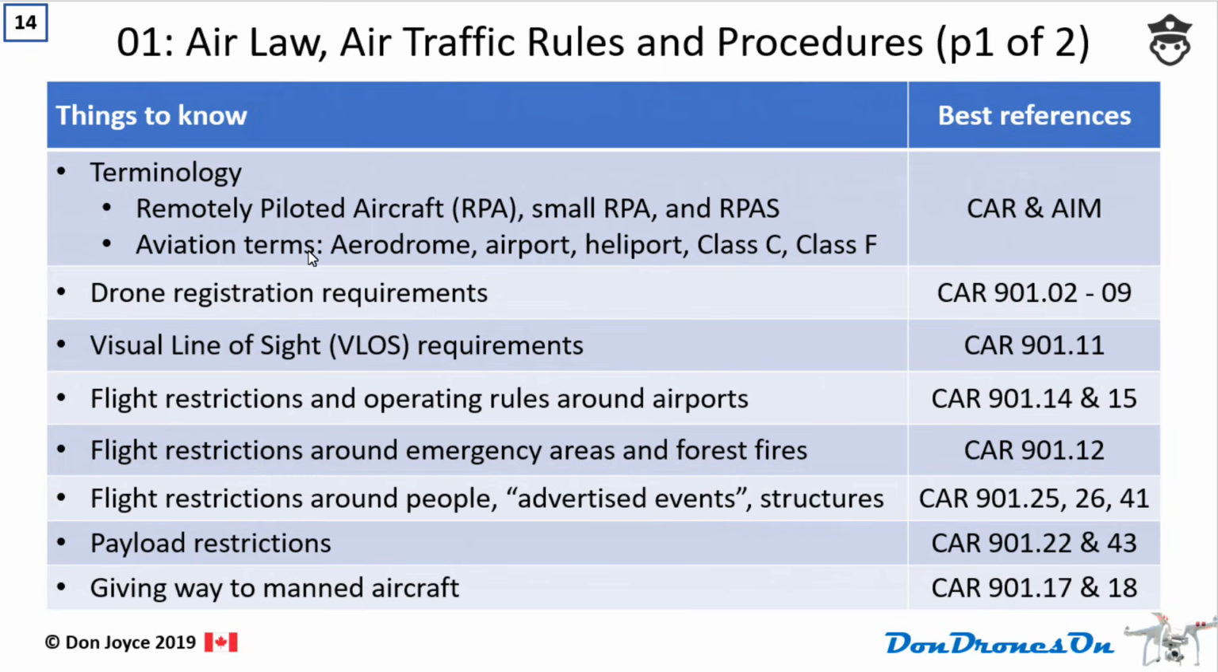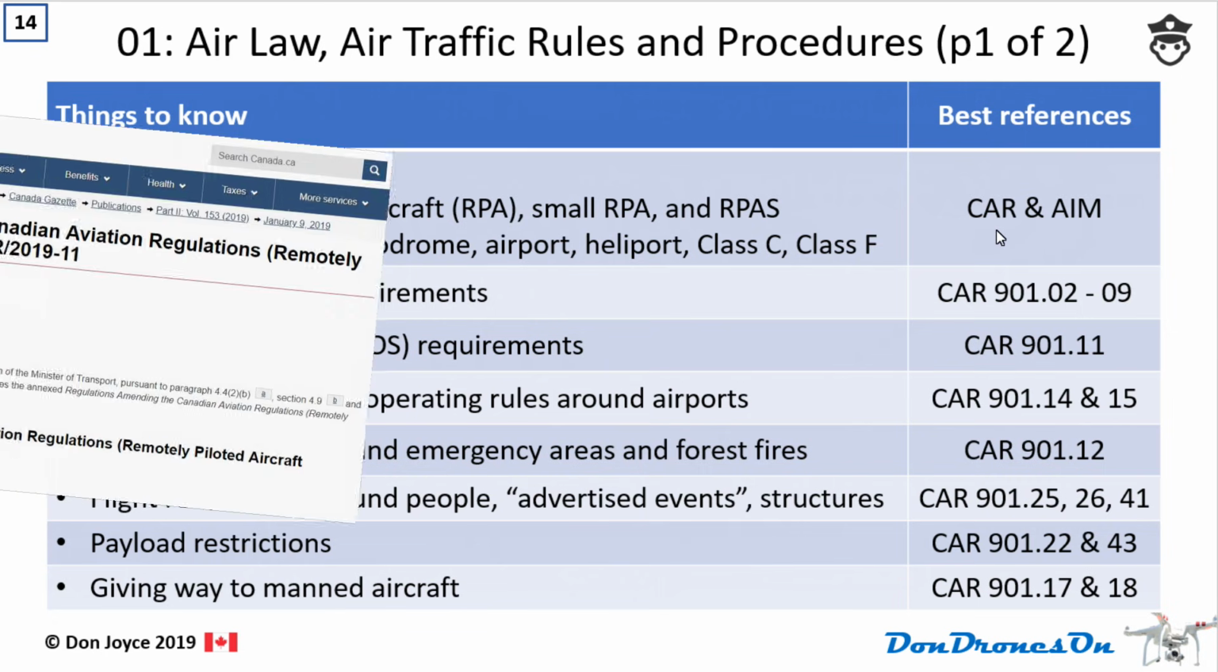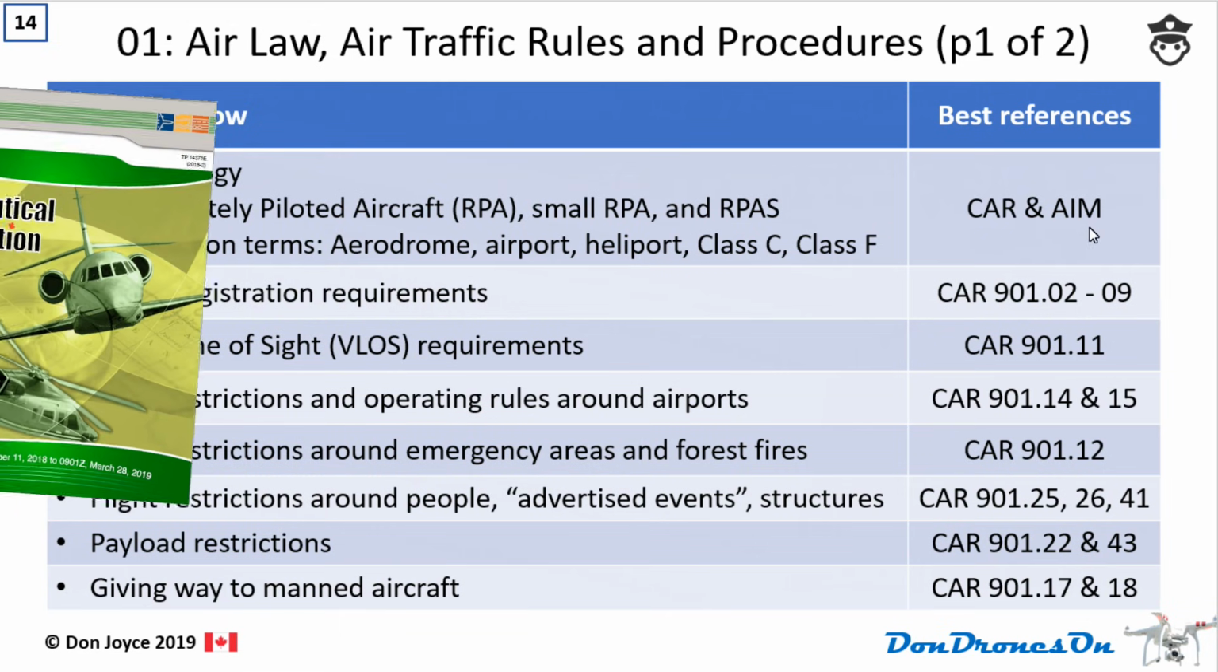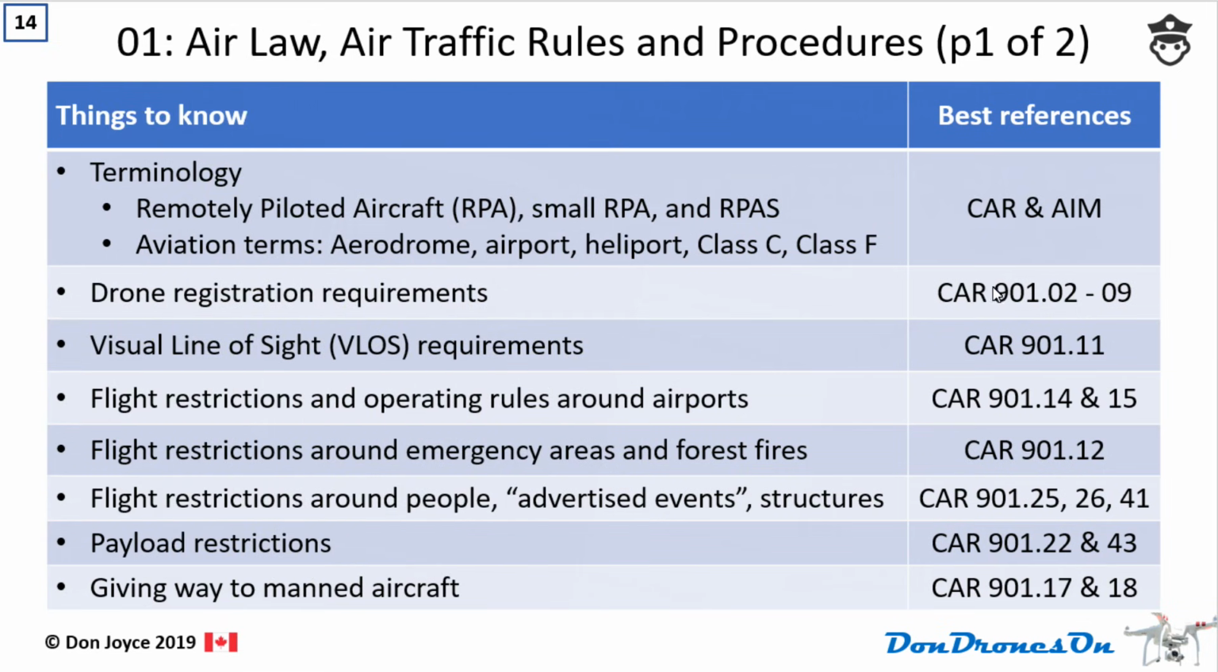And then there's aviation terms you need to know, like aerodrome, airport, heliport, Class C airspace, Class F airspace, and so forth. You need to look these up and figure them all out. By the way, an aerodrome is simply the generic term for a place where an airplane or an aircraft can land or take off. So for each of these knowledge areas, what I've indicated over here is the best reference for you to look them up and understand them, either in advance, which would be best, or during the exam. So CAR stands for those drone civil aviation regulation rules, and AIM is the Aeronautical Information Manual. In the case of the CAR manual, for many of them, what I've done is given you the exact rule that pertains to that particular topic.